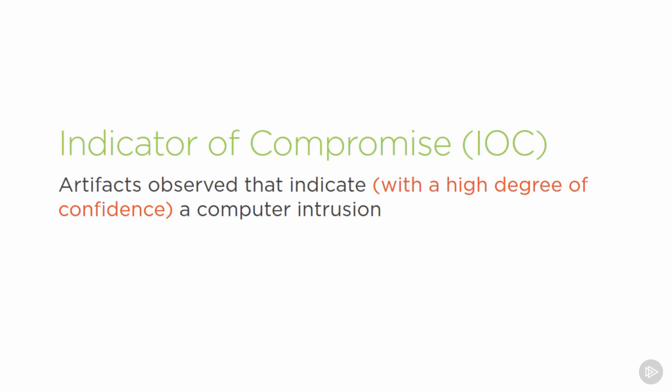Okay, something I just want to cover real quick in case you haven't heard the term before, and that is something referred to as an indicator of compromise. So an indicator of compromise, or an IOC, is an artifact observed that indicates, and again, the takeaway here is with a high degree of confidence, a computer intrusion.